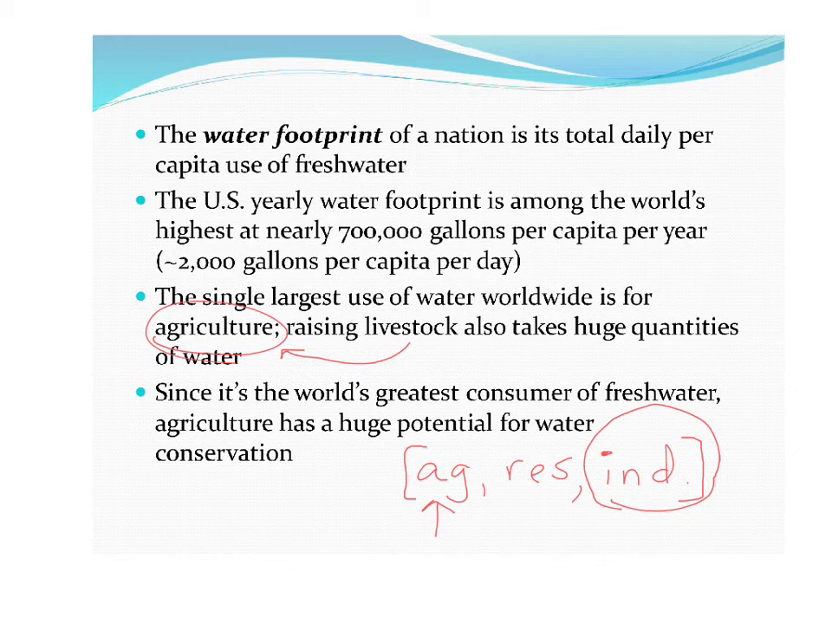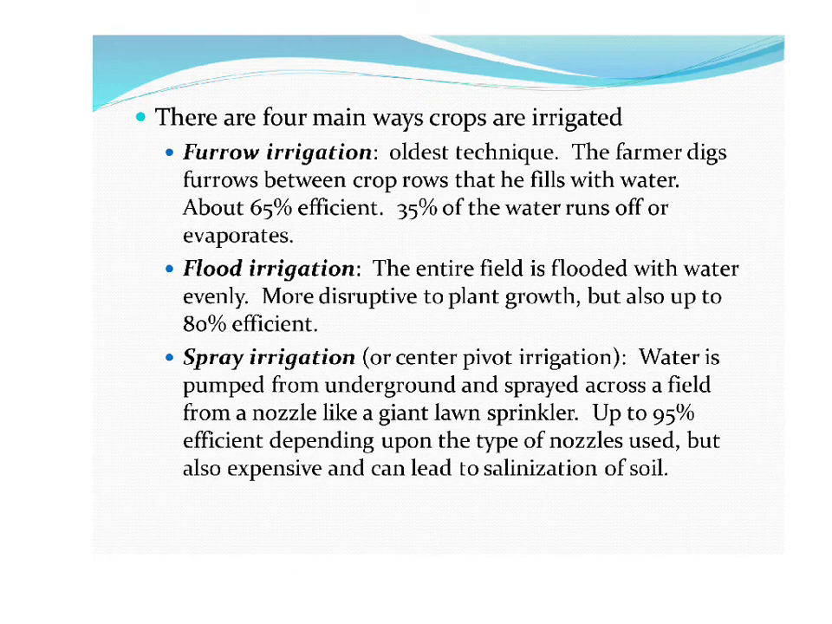Since it is the world's greatest consumer of fresh water, agriculture also has a huge potential for water conservation. So when we're talking about ways to conserve water, let's focus on agriculture because they use the most. So let's talk about how crops are irrigated. Remember, in subsistence agriculture, we're largely just relying on rains and when the rains come. And if the rains don't come, we have a drought and the crops fail. But in industrial agriculture or non-subsistence agriculture, we irrigate.